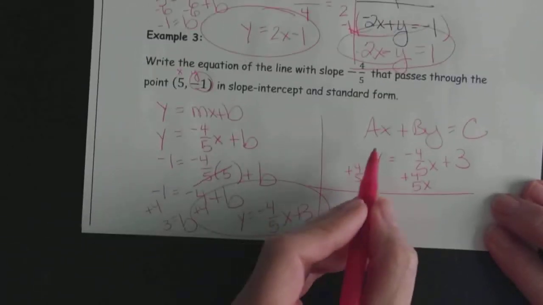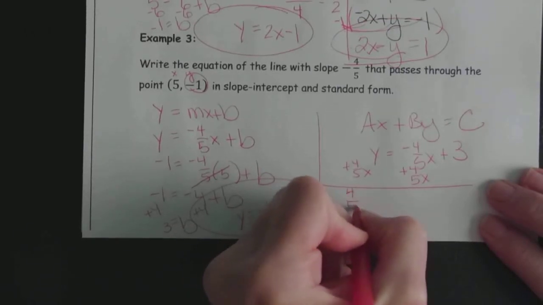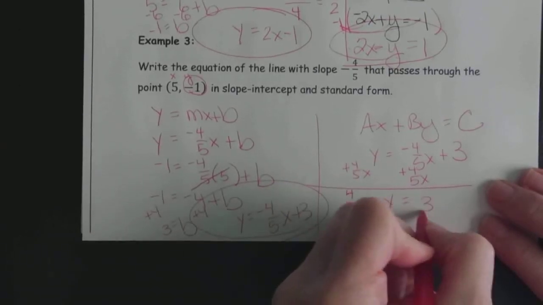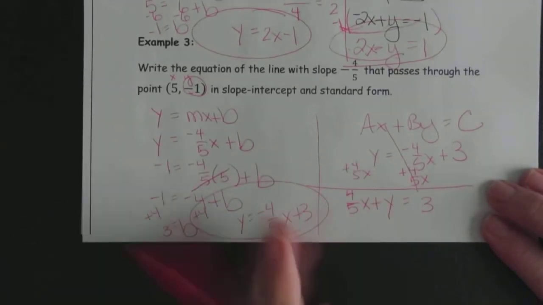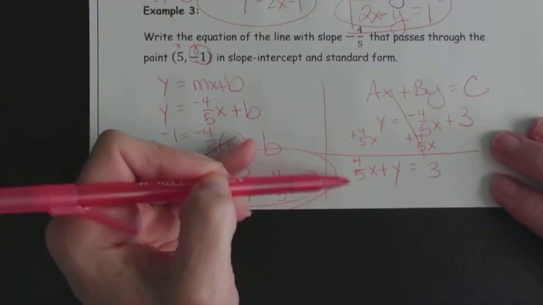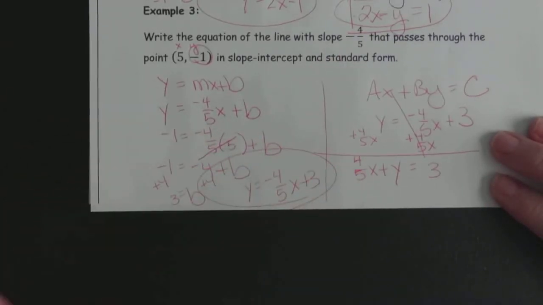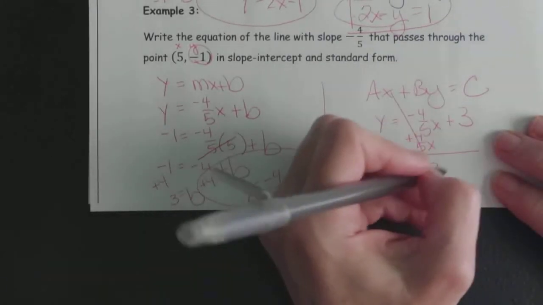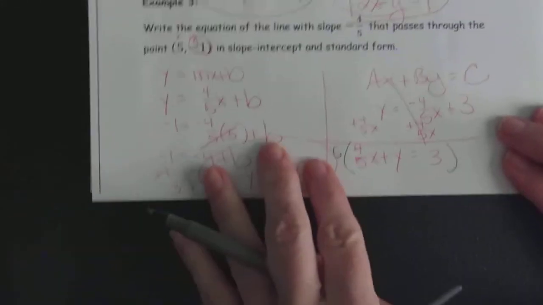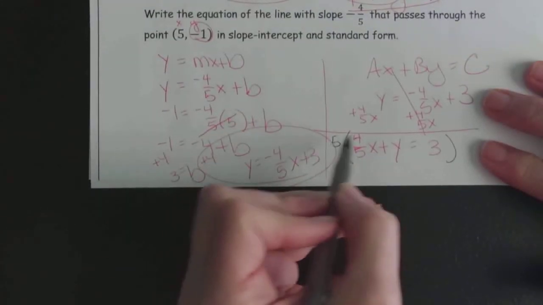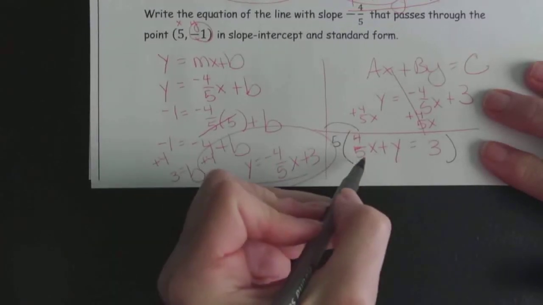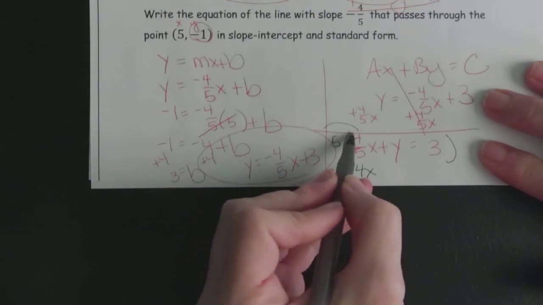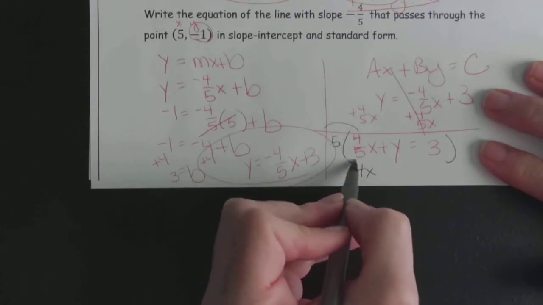-4/5x plus 3. I want standard form, so let's start by taking our x term on over to the other side. So we're going to add it to both sides. That leaves me with positive 4/5x plus the y equals 3. These are gone. Now, the cool thing is a is positive, but it's not an integer. Integer has to, no fractions for integers. So we have to knock this 5 out. So all you do is multiply by 5.